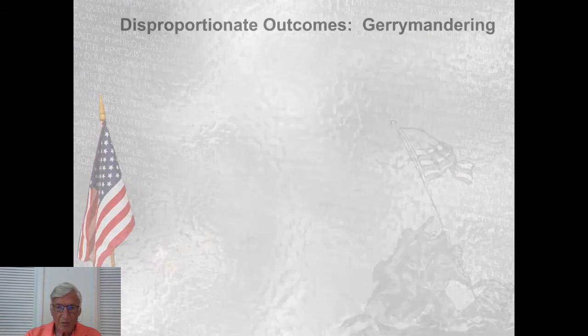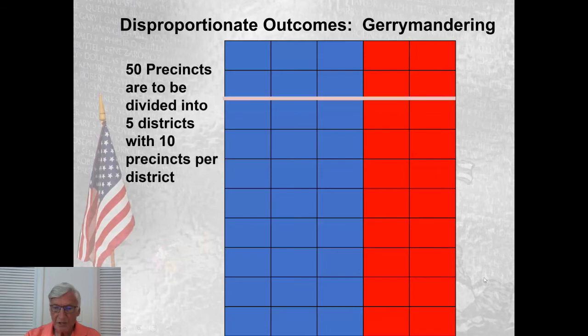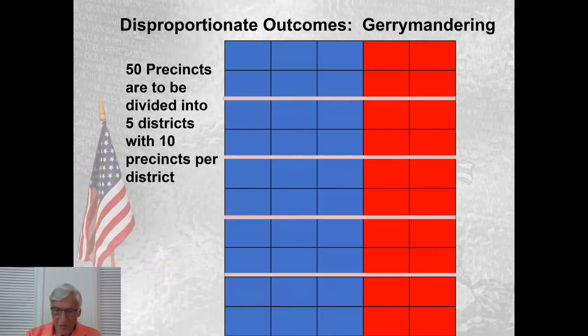And so what we can do is we have the legislature meet. And so what the legislature does is it draws a line like that. And then it draws another line like that. Still another line and a 4th line. And guess what? All Democrats win all 5.